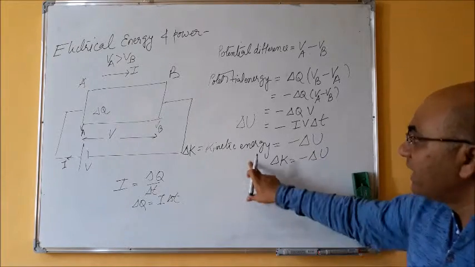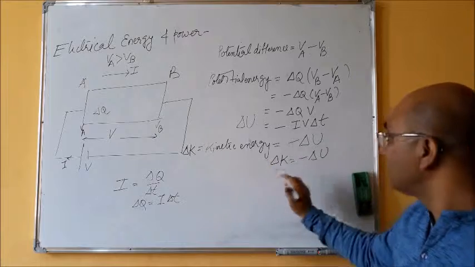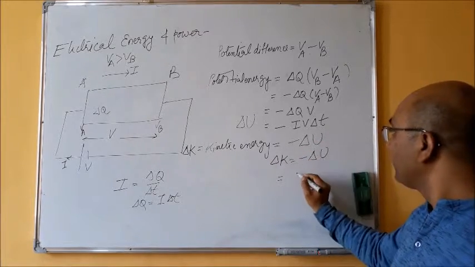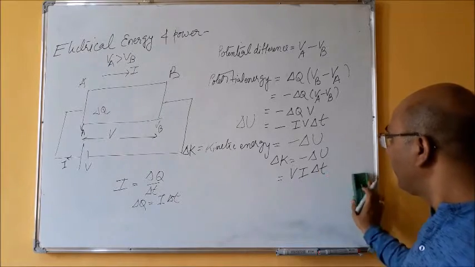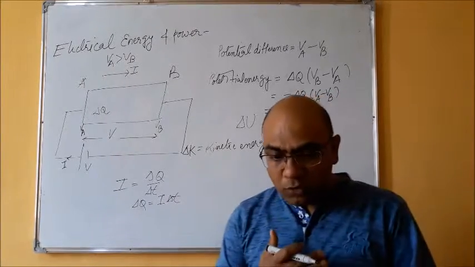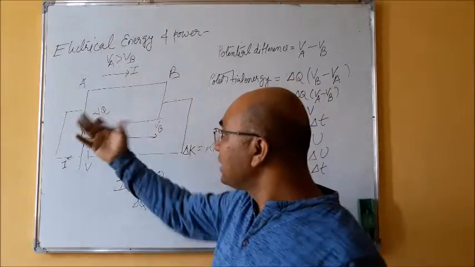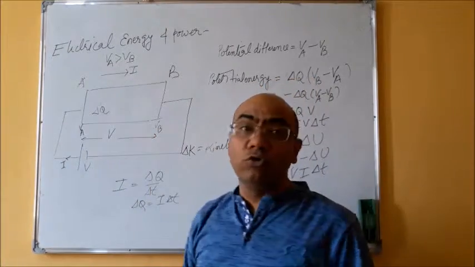Okay, this is the change in kinetic energy, and this is the change in potential energy. So what is the change in kinetic energy now? If I put it here, it is VI del T. So this is the energy which is stored in the charged particle when it moves from A to B.